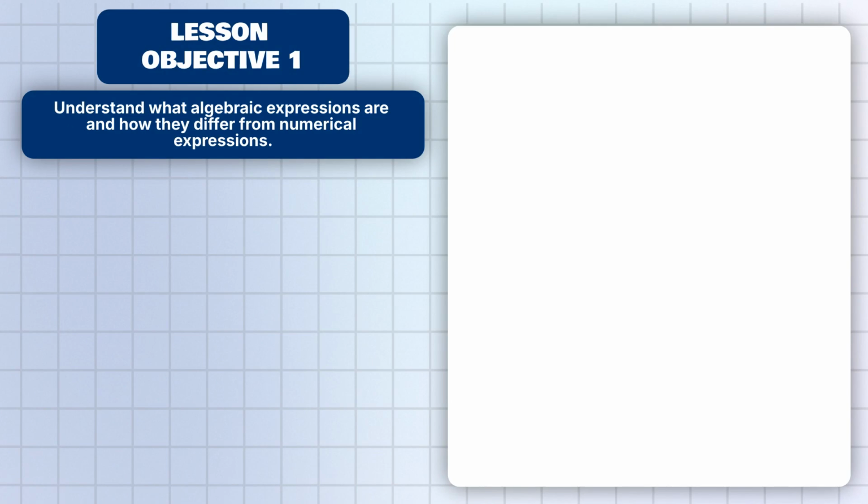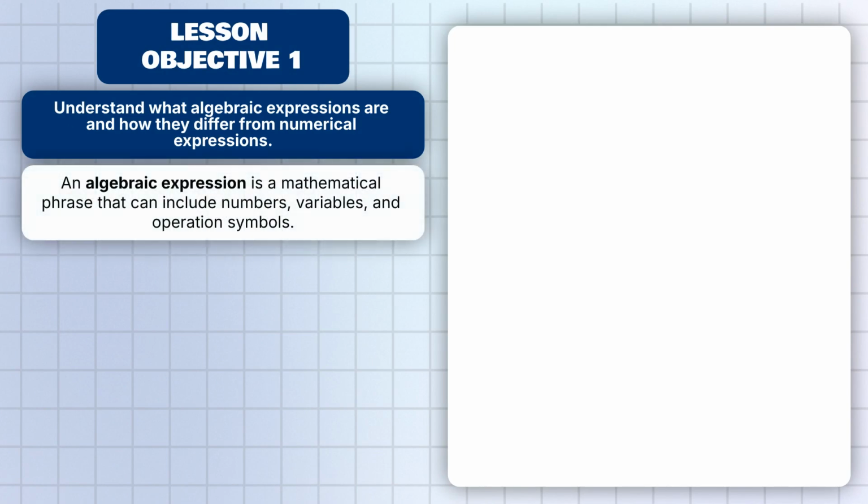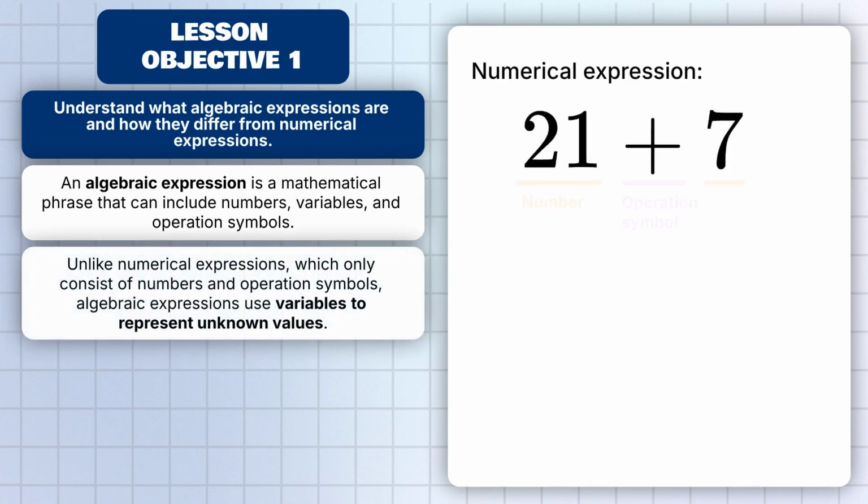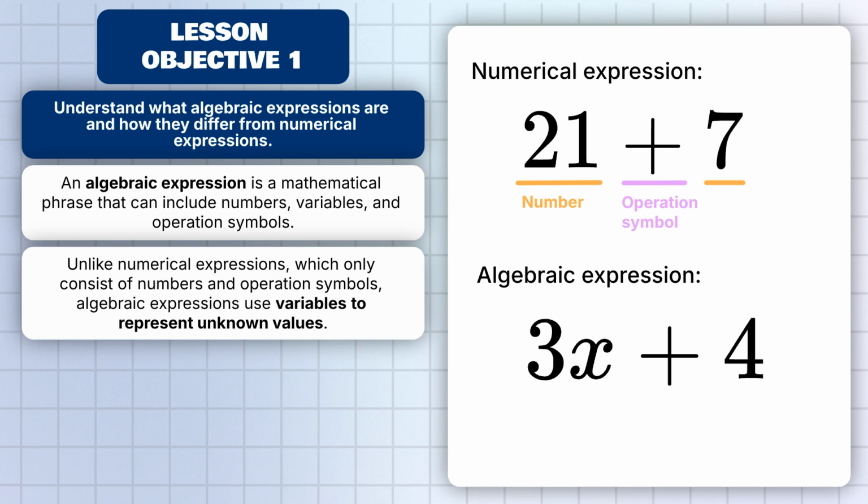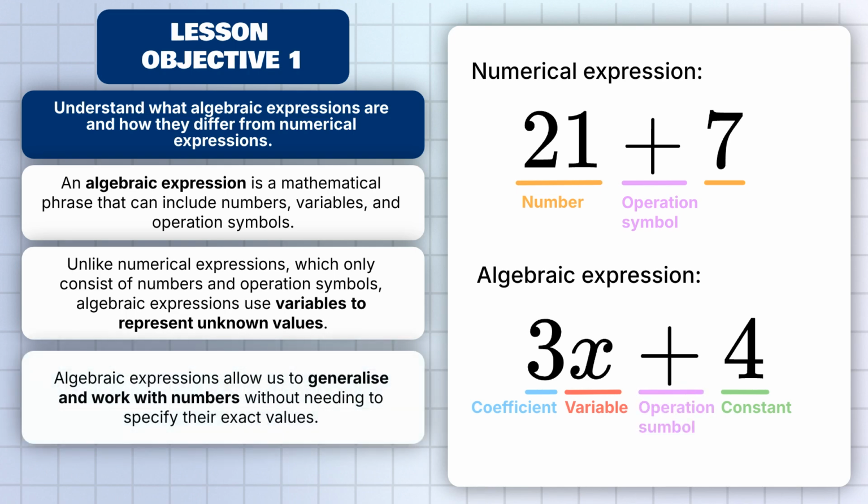Firstly, let's talk about algebraic expressions. An algebraic expression is a mathematical phrase that can include numbers, variables, and operation symbols. Unlike numerical expressions, which only consist of numbers and operation symbols, algebraic expressions use variables to represent unknown values. For example, 3x plus 4 is an algebraic expression where 3 is a coefficient, x is a variable, and 4 is a constant term. The plus sign is the operation symbol. Expressions like these allow us to generalize and work with numbers without needing to specify their exact values.